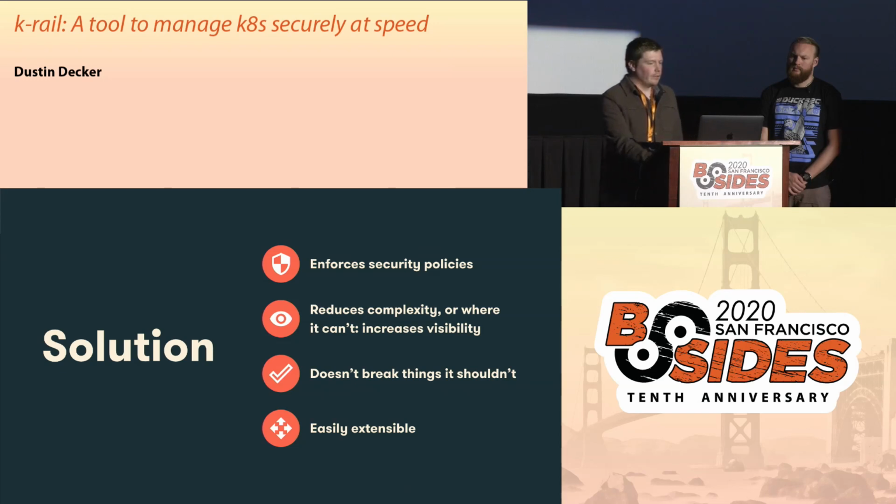We needed a solution that enforces security policies to prevent some of these misconfigurations. Ideally, it should reduce complexity for engineers, or where it can, it increases visibility and helps educate them. And it shouldn't break things that are already running. We don't want to slow down their velocity too much because they're trying to deliver a product, but we still want to have a good impact where we can.